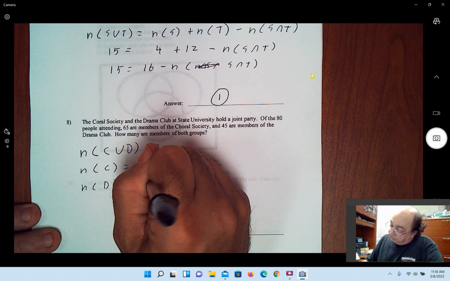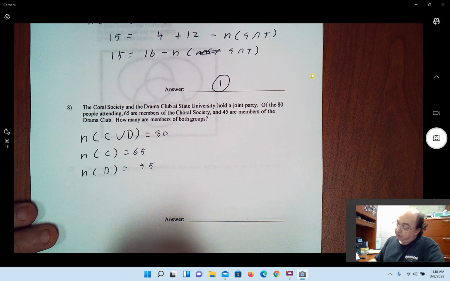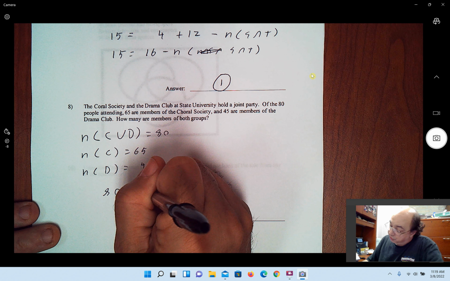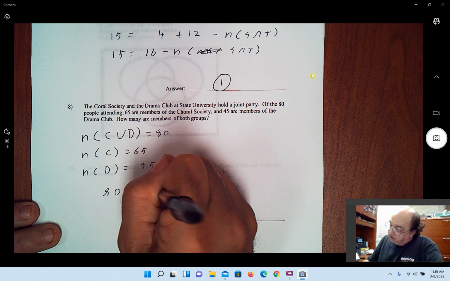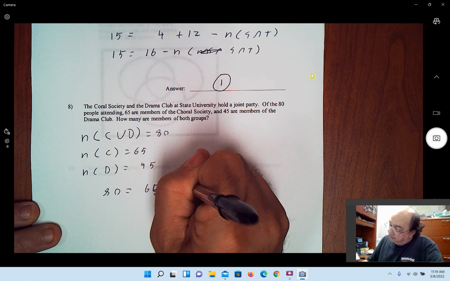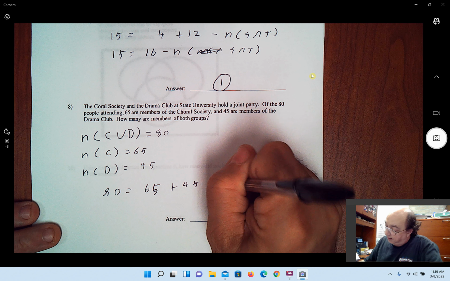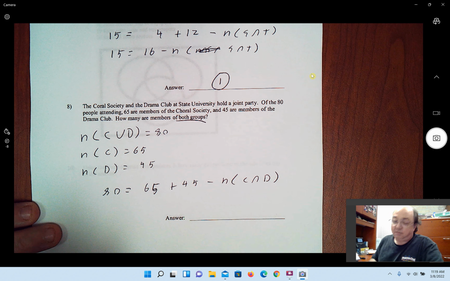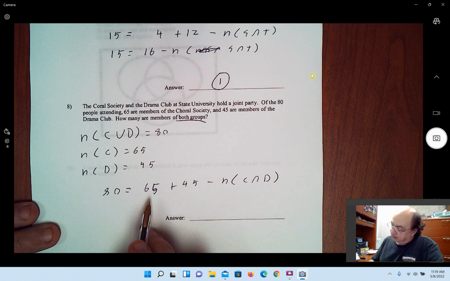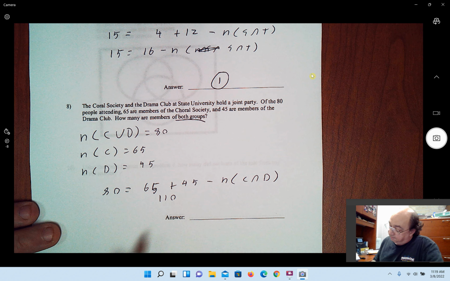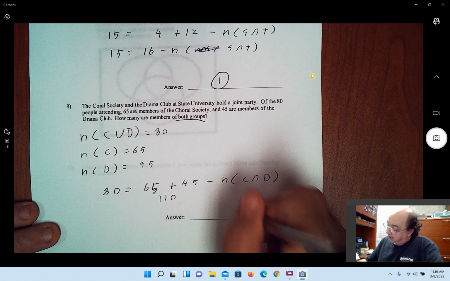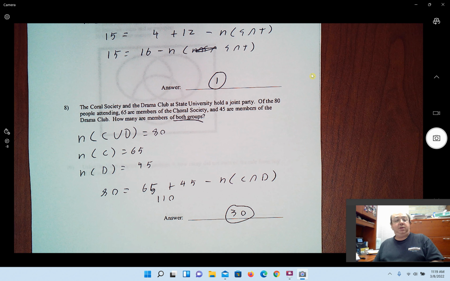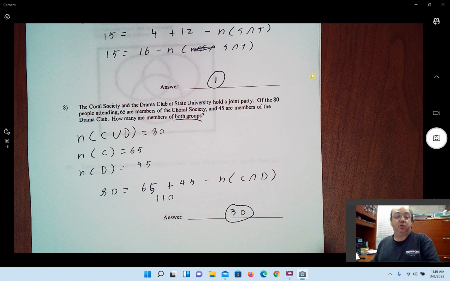So we're going to be setting up using the same formula. So we've got the number of items in the union, which is 80, is equal to the number of items in the first set, which is 65, plus the number of items in the second set, which is 45, minus the number of items inside of the intersection, inside of both groups. So this gives us 110, and then 110 minus 80, that's going to be 30. So there are 30 people that are members of both of those groups.